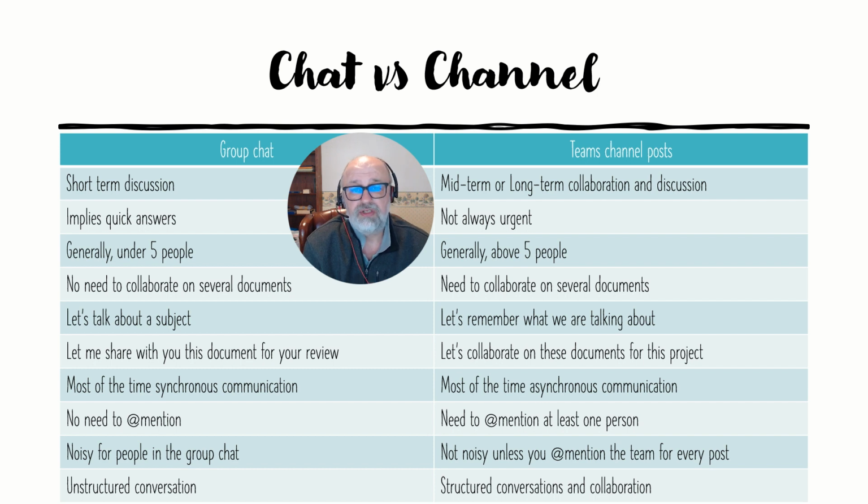So for example, I have a chat with my team. We're just discussing what's going on, but we don't really rely on the chat to collaborate on documents, even if we can, but it's not the purpose of a group chat. It can happen, but it's not the purpose. The purpose for collaborating on documents is more for a channel. So it's mainly short-term discussion. We talk about everything: something we saw, something that is interesting, something that is happening in our project, stuff like that. So that's short-term discussion.